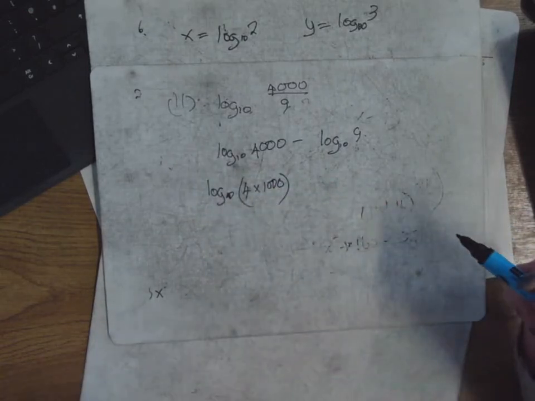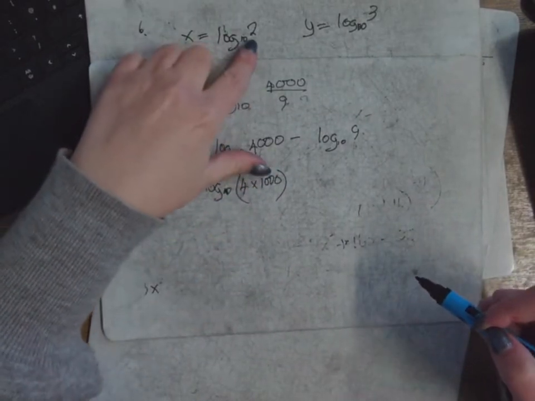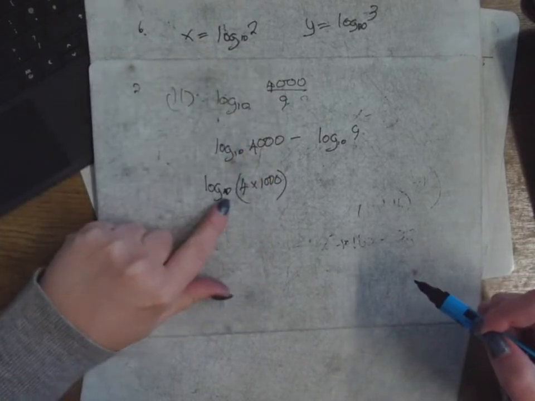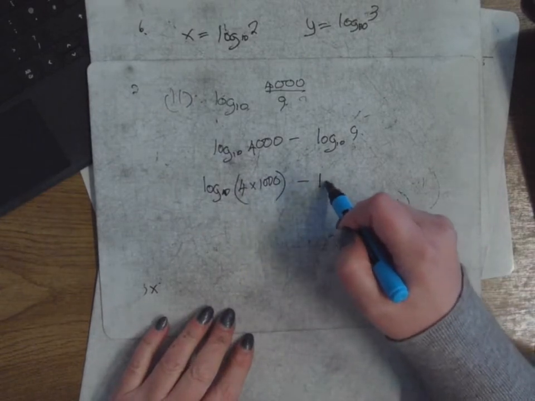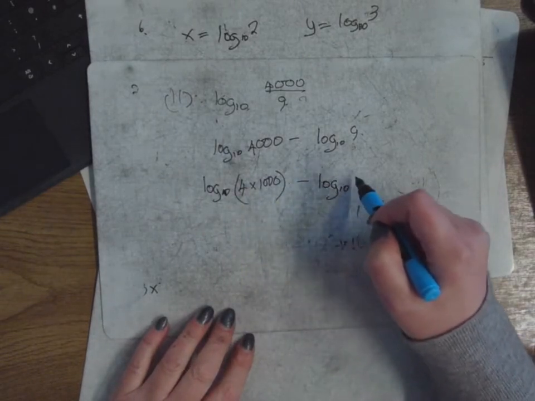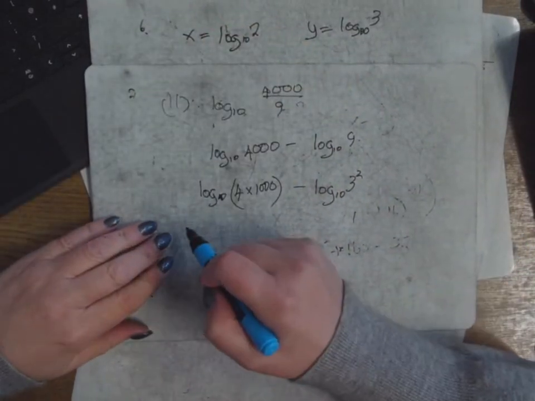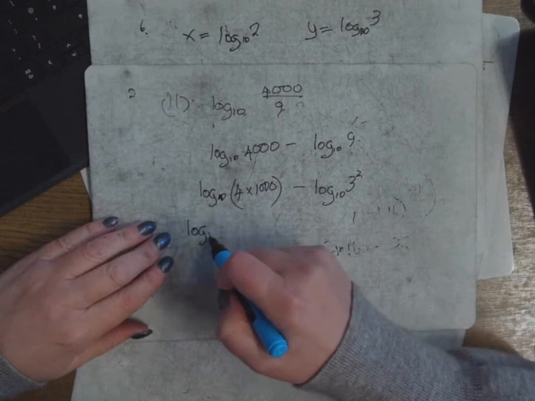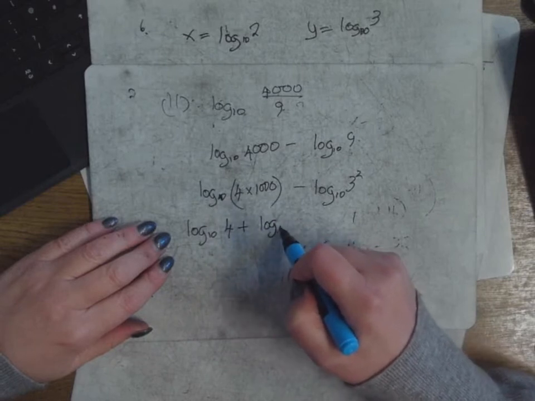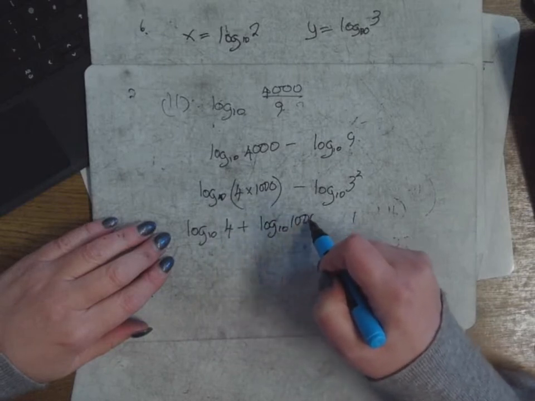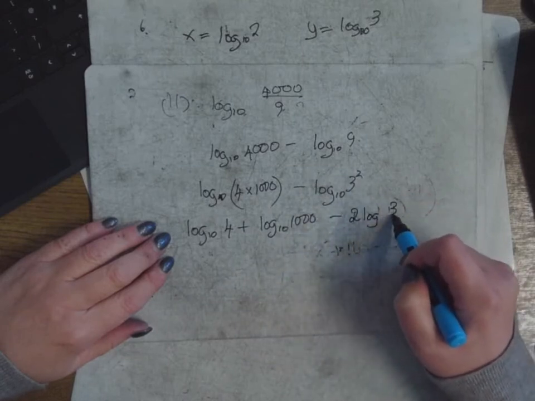Now, how do I know this? Because I've been doing it for years, and 4 can be written as a power of 2, can't it? And 1,000 can be written as a power of 10. Would you agree? Minus log, and I'm going to write 9 as 3 squared because of this up here at the top of the sum. I'm going to break this up. This is a product, so that means I can write it as a plus. And I'm going to bring that 2 down in front there: 2 log of 3 to the base 10.